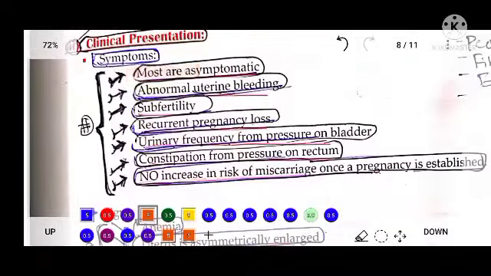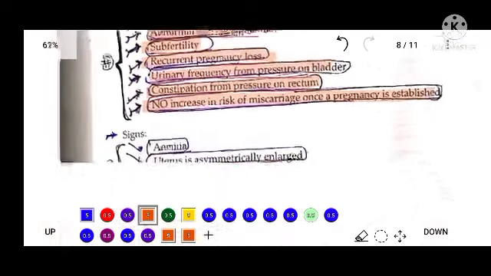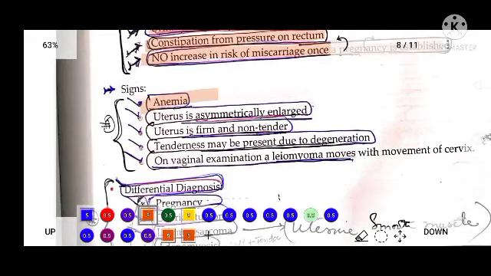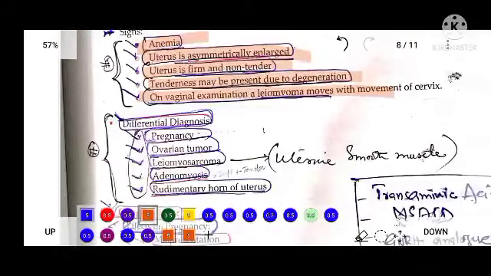Clinical presentation includes being asymptomatic, abnormal uterine bleeding and subfertility, recurrent pregnancy loss, urinary frequency from pressure on the bladder, and constipation from pressure on the rectum. There is no increase in miscarriage once a pregnancy is established. Signs will be anemia because of heavy menstrual bleeding. The uterus is asymmetrically enlarged, firm and non-tender. Tenderness may be due to degeneration, and on vaginal examination, the leiomyoma moves with the movement of the cervix.